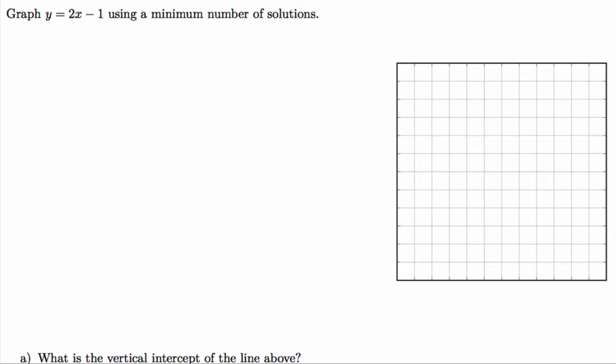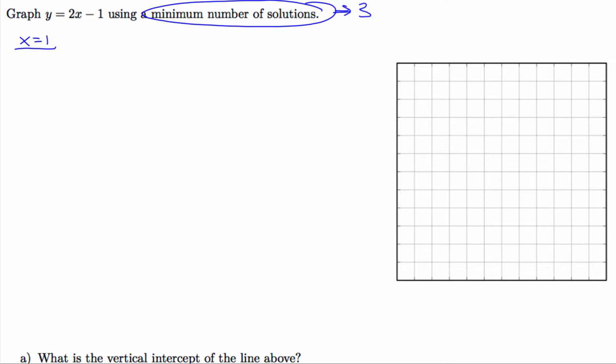We want to graph the equation y equals 2x minus 1 using a minimum number of solutions. And again, we want to remind ourselves, when graphing a line, the minimum number of solutions to find is typically going to be 3. So, to begin, I will pick a value for x, say x equal to 1.